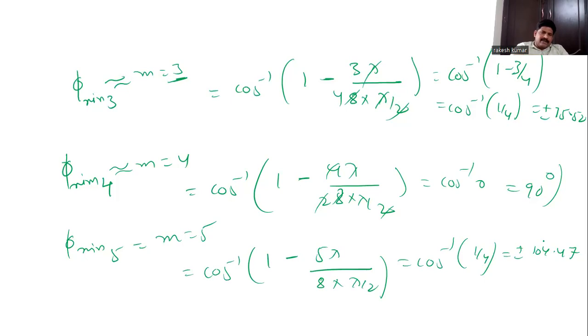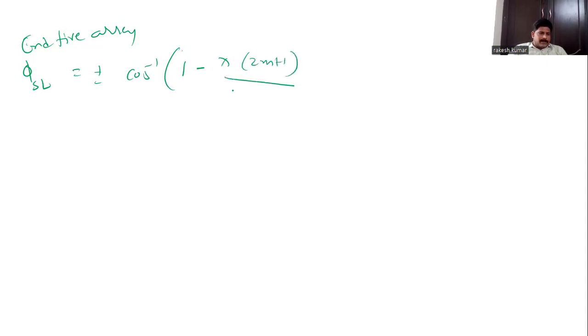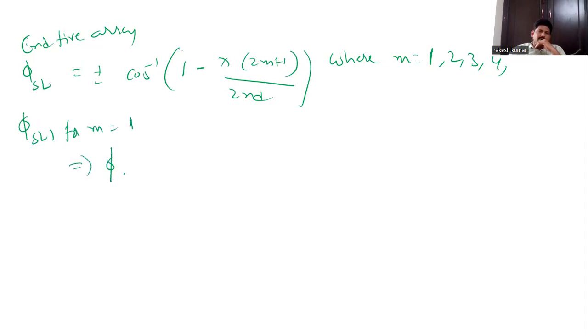So these are the values for the null directions. Now similarly, let us calculate the side lobe directions for end-fire. What is the formula for the side lobe direction? It is equal to plus or minus cos inverse of 1 minus lambda (2m plus 1) by 2Nd. Let us take phi SL1, side lobe 1, where m is equal to 1, 2, 3, 4. For m is equal to 1, substitute here: phi side lobe 1 is equal to plus or minus cos inverse of 1 minus lambda into the value of m is equal to 1.